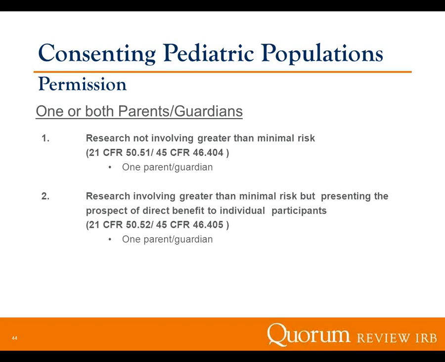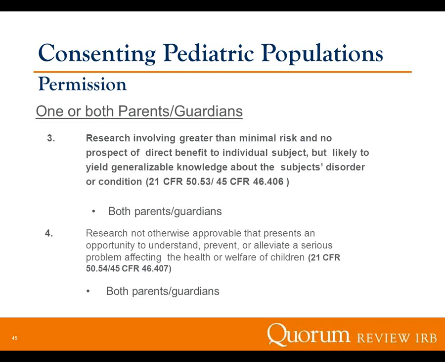So if the research falls into category 1, research not involving greater than minimal risk, here the regulations require only one parent or guardian to consent on behalf of the child. Keep in mind though, an IRB can always decide that even if the regulations only require one parent or guardian signature, 2 signatures could be required. Next, category 2, research involving greater than minimal risk but presenting the prospect of direct benefit to individual participants. Here the regulations require the permission of only one parent or guardian. Again, keep in mind the IRB can always require the permission of both parents or guardians.